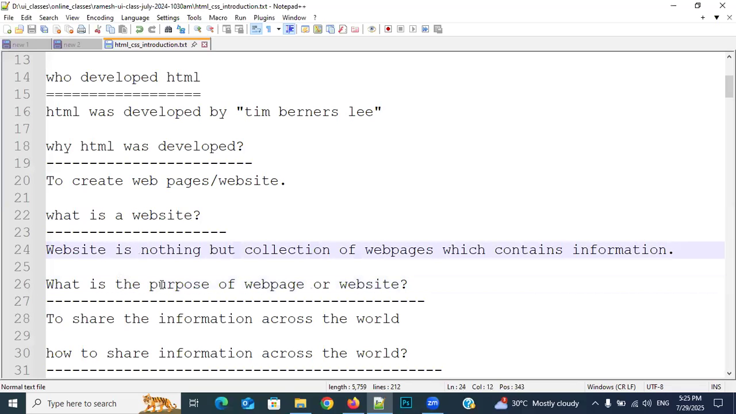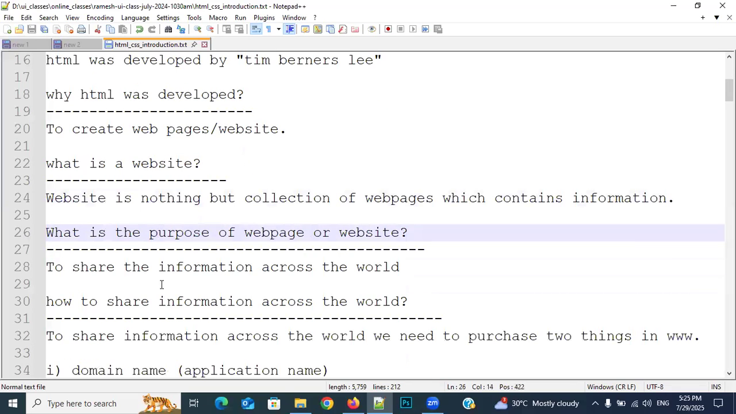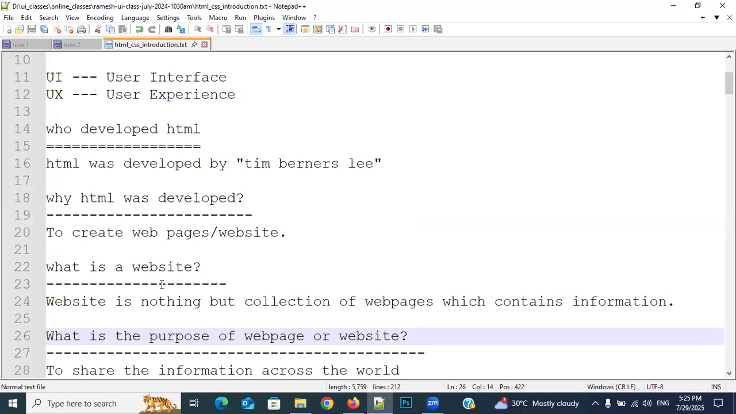This is the purpose of a web page or website. For example, I have developed a web application. So automatically the entire world can see that application. Automatically the entire world can use that application. Respond everyone. Kindly respond.